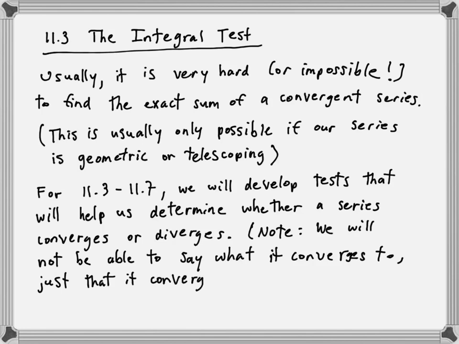So this is an important distinction, okay? What I'm trying to say is that when we do these tests, the test will simply tell us if a series converges or diverges. Unfortunately, we're not going to know what the series converges to if it does converge. We're just going to know that it does converge to something. Okay? All right, so let me give a definition. So in 11.3 and 11.4, we're going to be talking about positive series only.